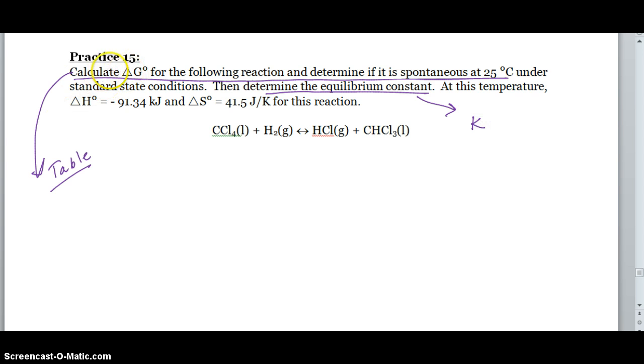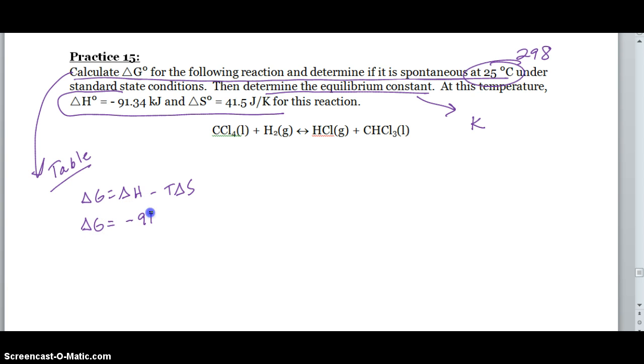So I said we could use a table, but then check out what they give us. They give us a delta H and they give us a delta S. And so rather than going to the table to figure out what delta G is, we can use this handy dandy relationship. Delta G equals delta H minus T delta S. Because we do have a temperature, it's 298. So delta G equals negative 91.34 kilojoules minus 298. Remember, this is in joules, so we're going to change it to kilojoules.